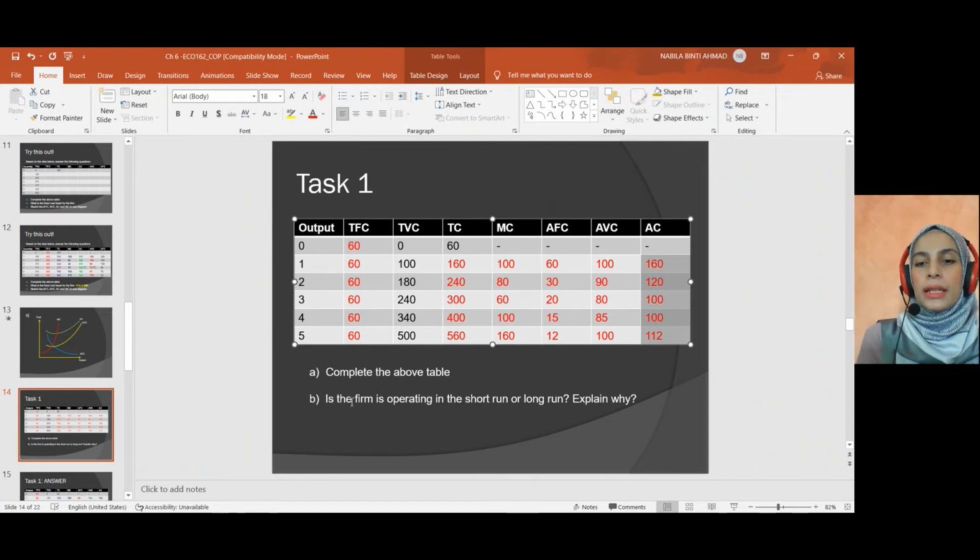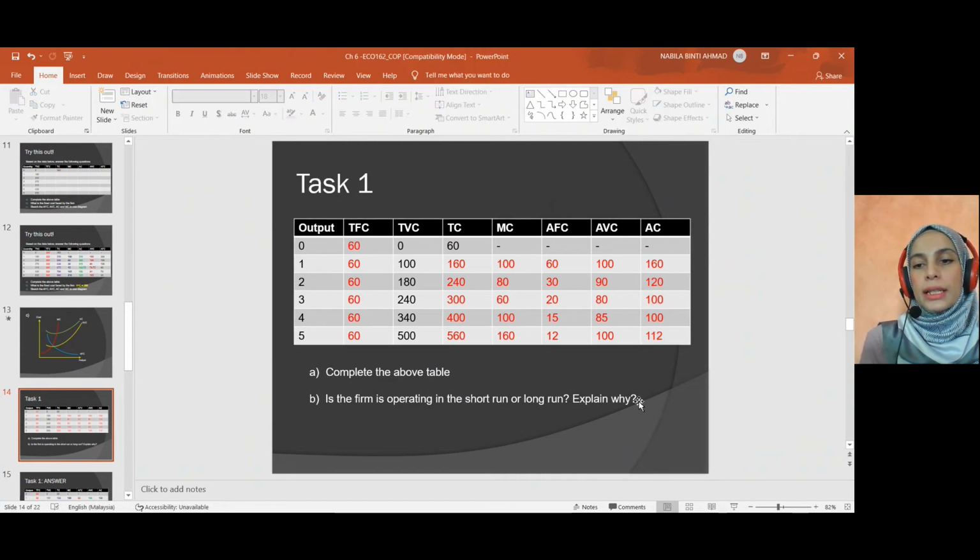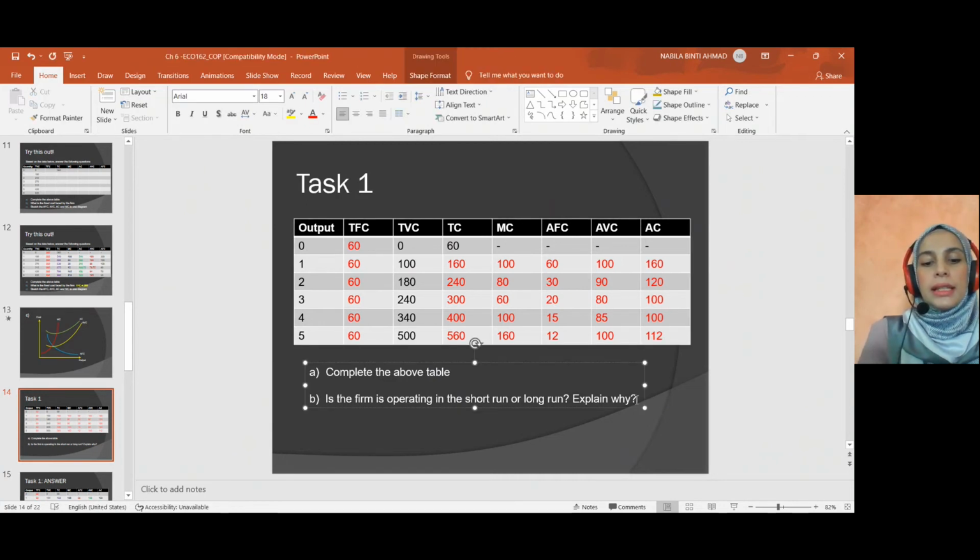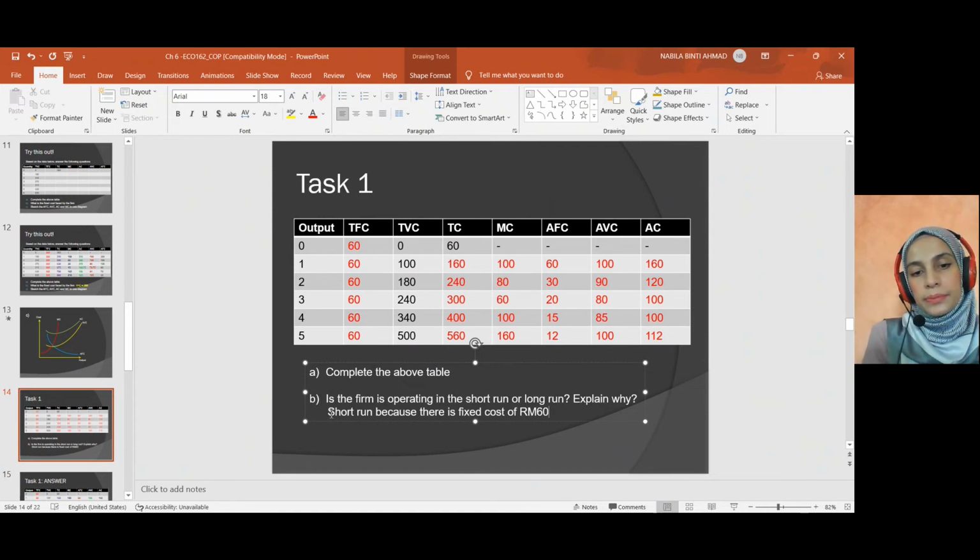Right. And then ditanya, is the firm operating in the short run or long run? Explain why. So the answer is apa? The answer is short run lah. Ya, kenapa short run? Sebab because there is fixed cost. Berapa? 60. So ini jawapan dia.